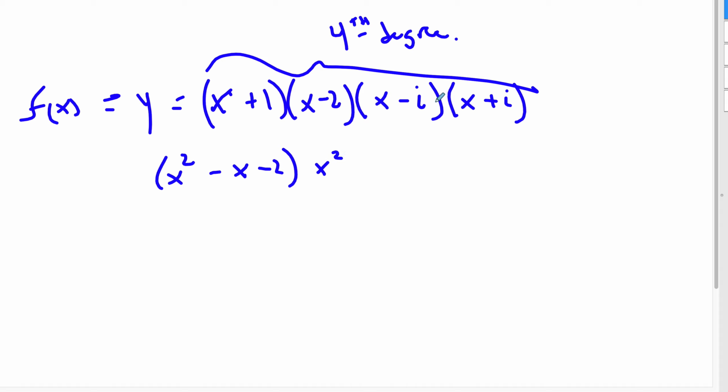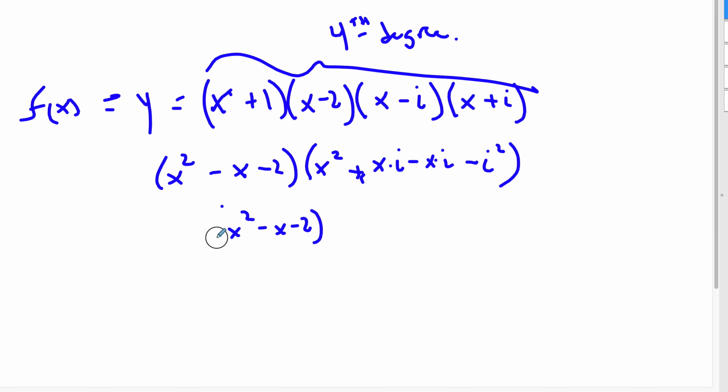Well, x times x is x squared. Then x times negative i, or negative xi, and positive xi, so the imaginary parts cancel out. Negative i times positive i is negative i squared. So that's x squared minus x minus 2, that hasn't gone away, times x squared plus, right, these cancel, minus i squared becomes plus 1. So now we distribute this.